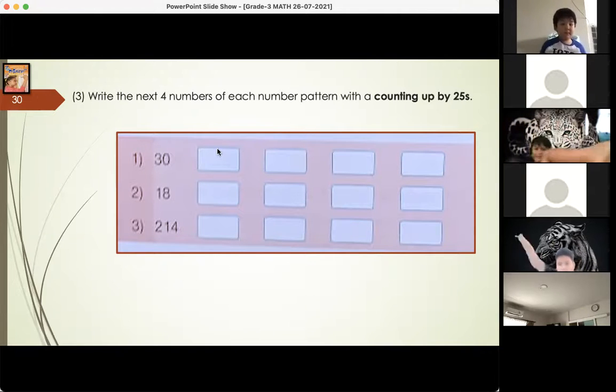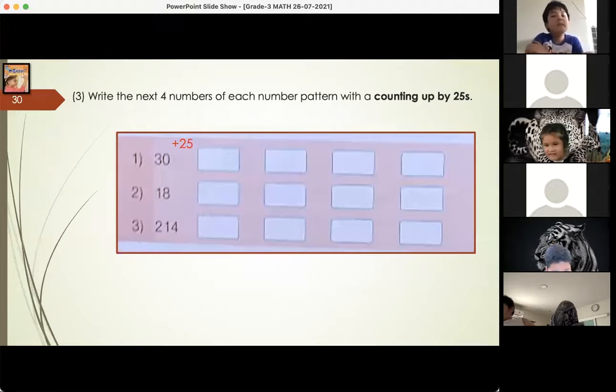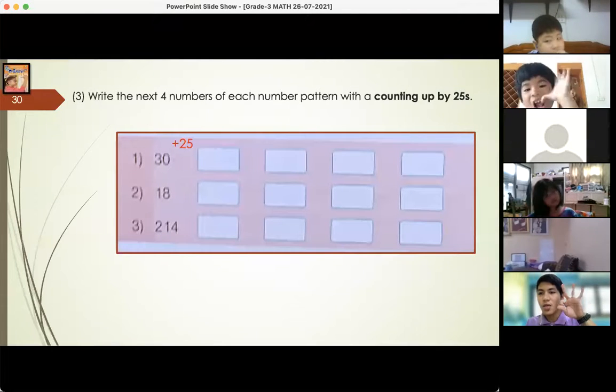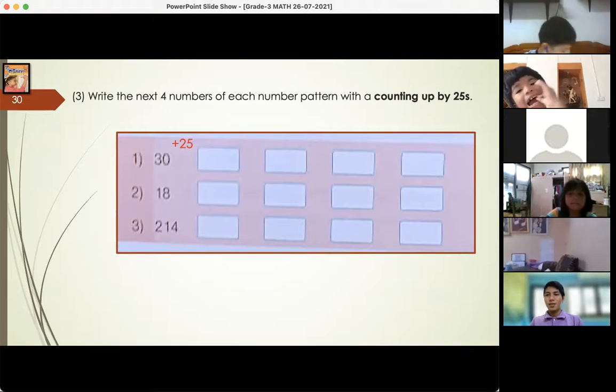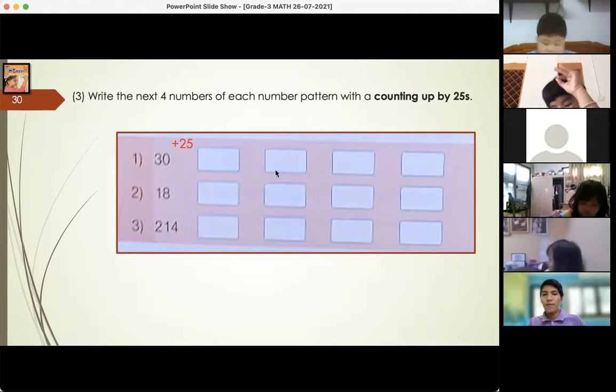Let's try to answer number 1. So we start at 30, add 25. What will we have? This is all counting up by 25. Okay, I will give you time to answer this part. I will give 3 minutes. Okay, grade 3, 3 minutes to answer exercise number 3. Go. Try. Counting up by 25. Go.